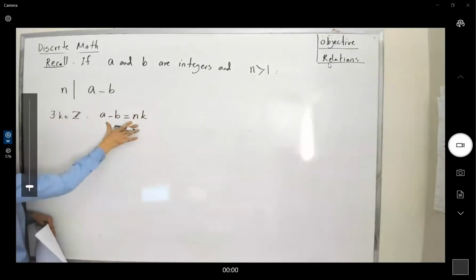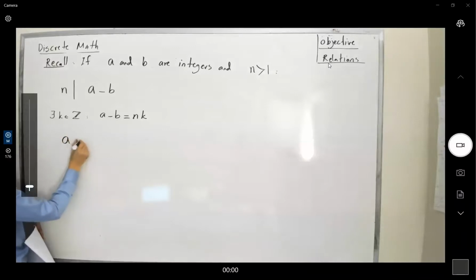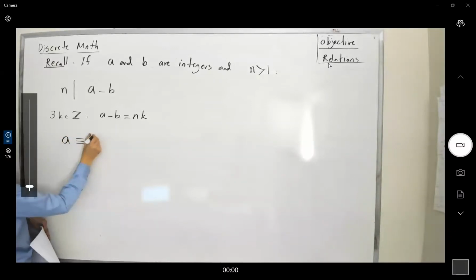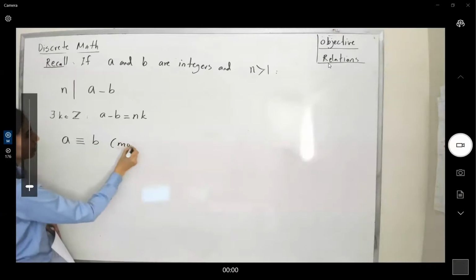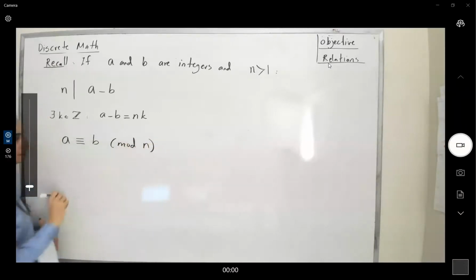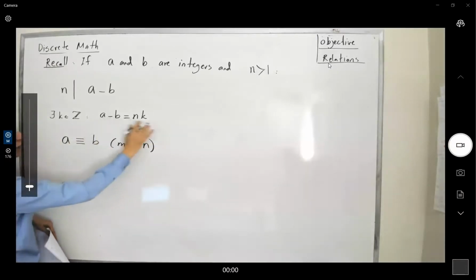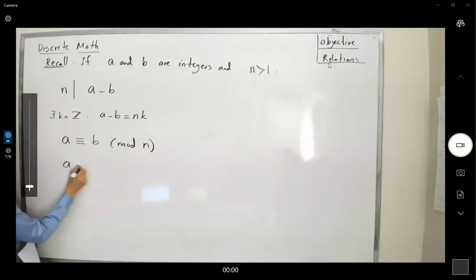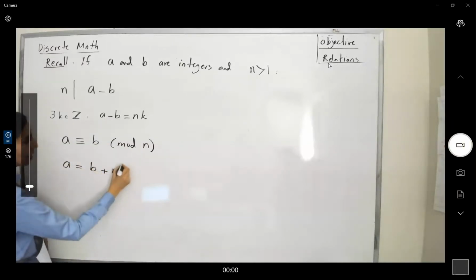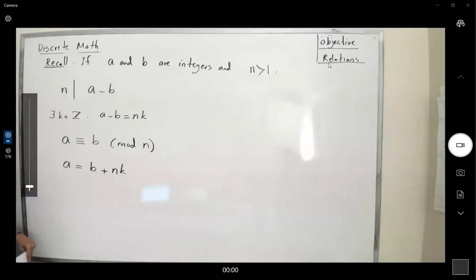And we define this way: a is congruent to b mod n. At the same time, we can write a as b plus nk. And what's the meaning of that? It means that if we divide a by n, it has a remainder, and that remainder is equal to the remainder when we divide b by n.